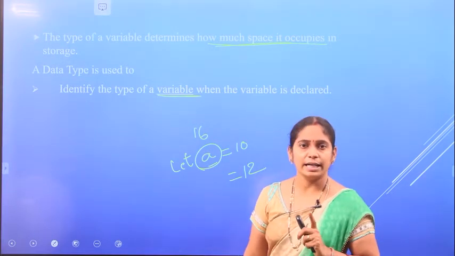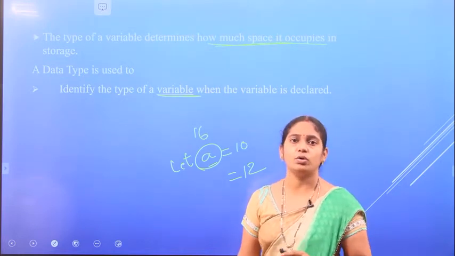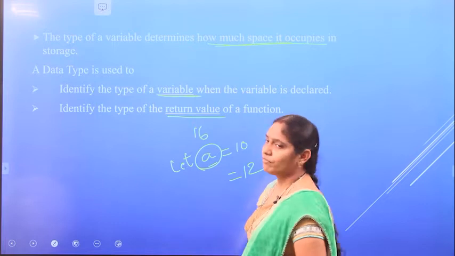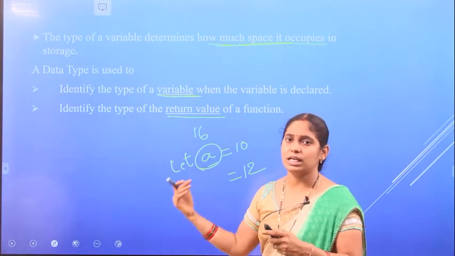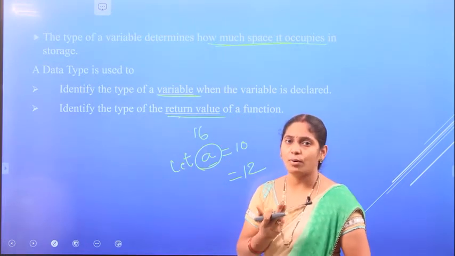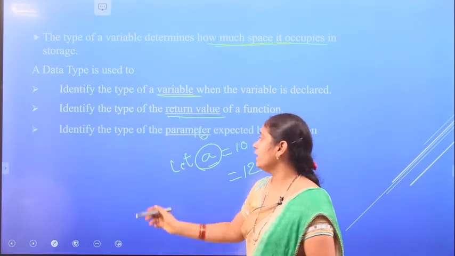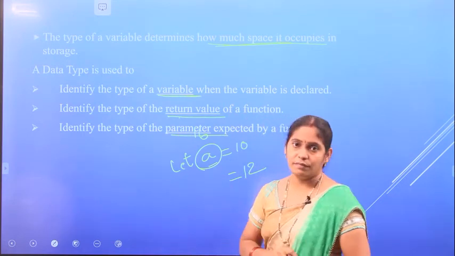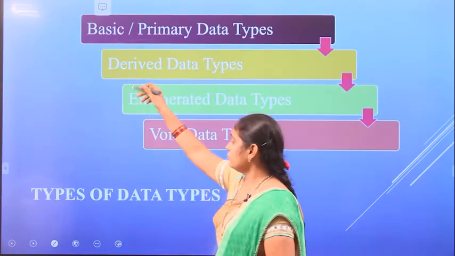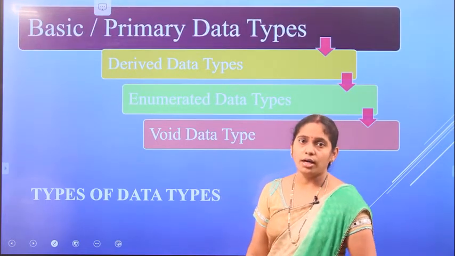So this data type is used to identify the type of variable we need to declare in our program. And it is also used to identify the return value of a function. About these functions we will see in our further concepts. Using this data type, we can identify which type of value the function gives back, which we call a return type. And it is also used to identify the parameters, which type of parameters we should pass to the function. Right? Then, these are the types of data types we have. First one, basic or primary data types.